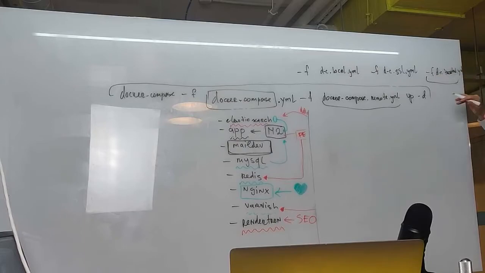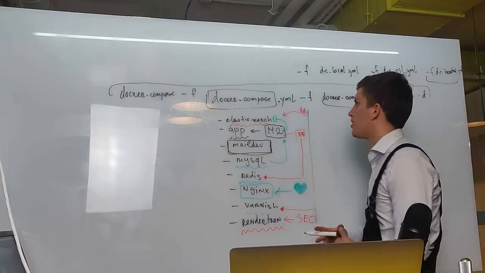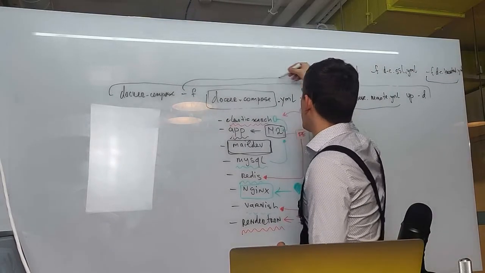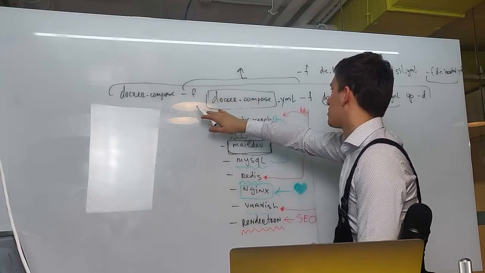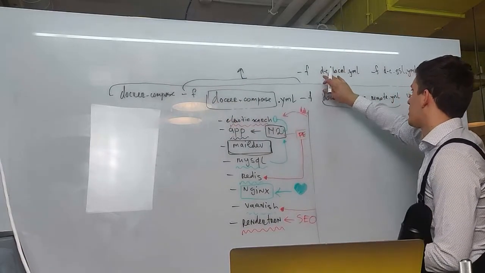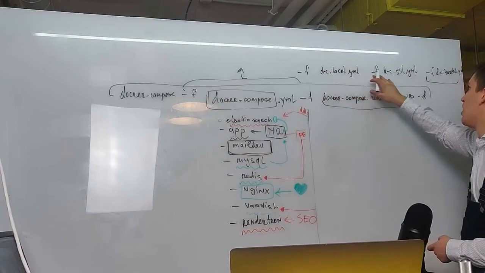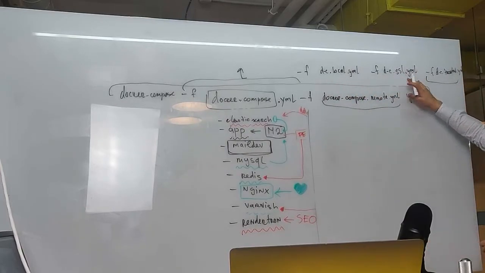And you want your files to be watched and hot reloaded. And of course, this file is also here. So: -f docker-compose.yaml, -f docker-compose.local.yaml, -f docker-compose.ssl.yaml, -f docker-compose.frontend.yaml.